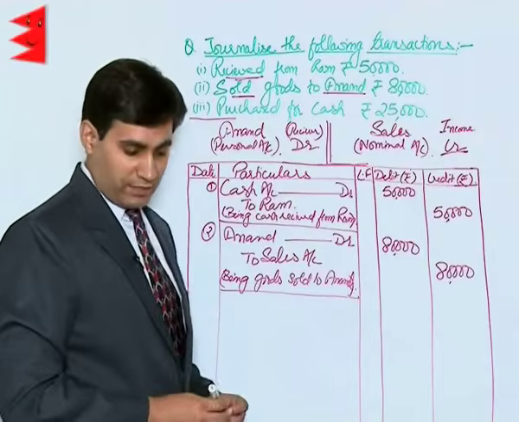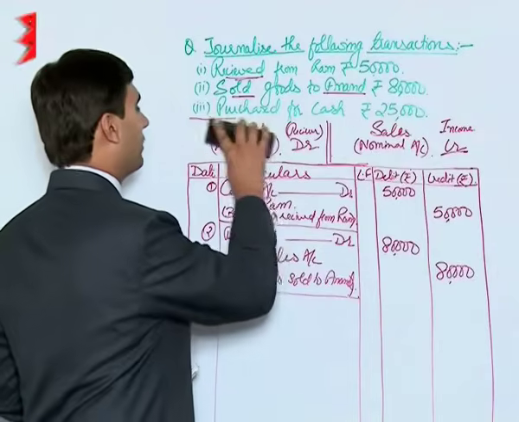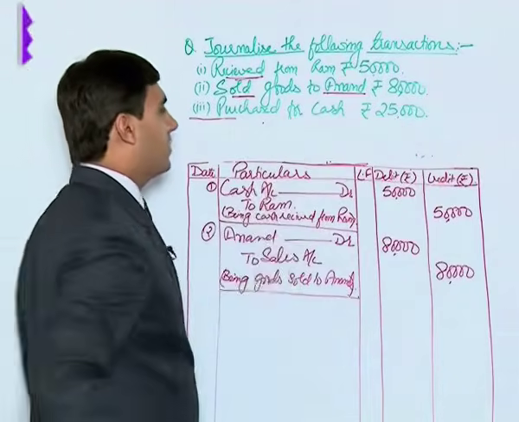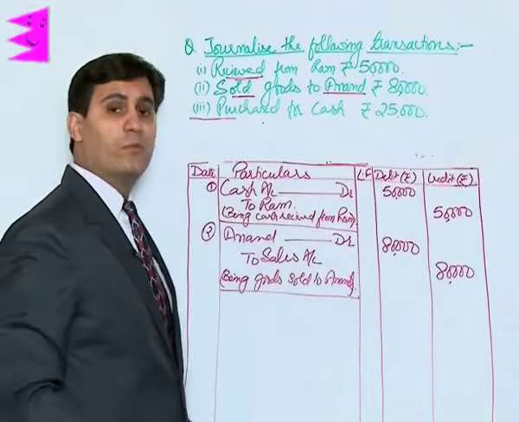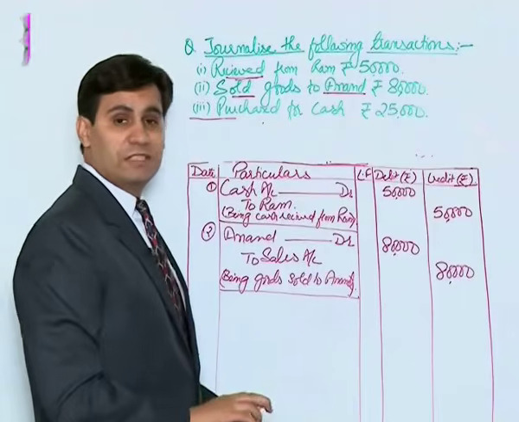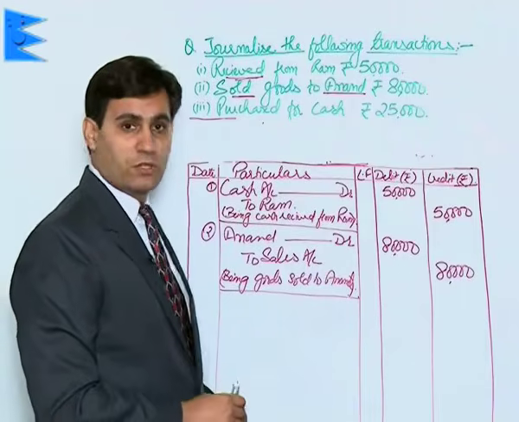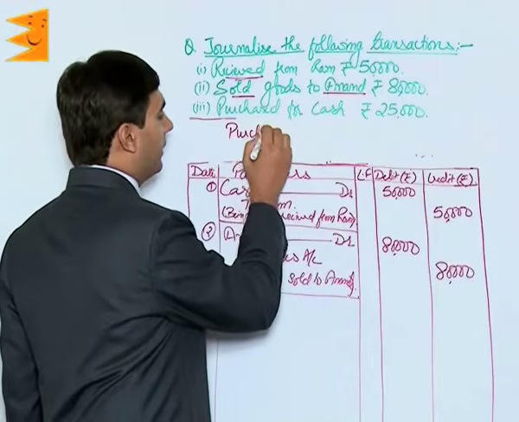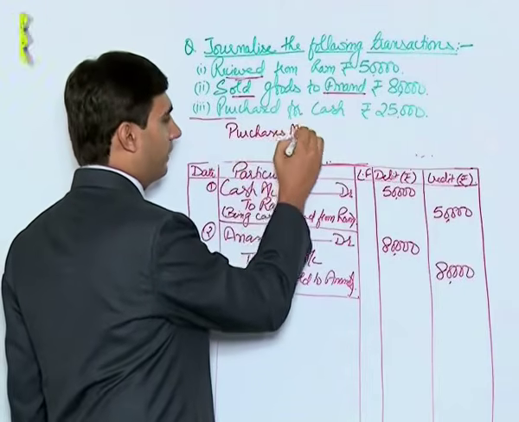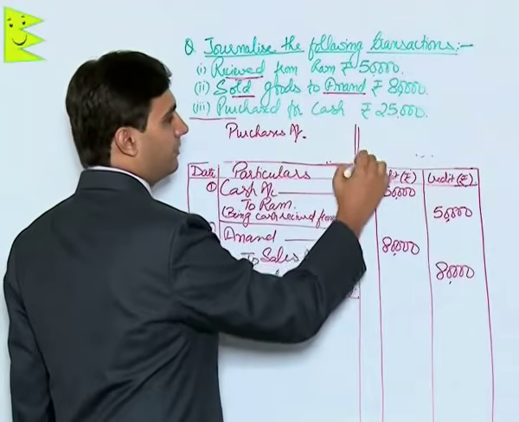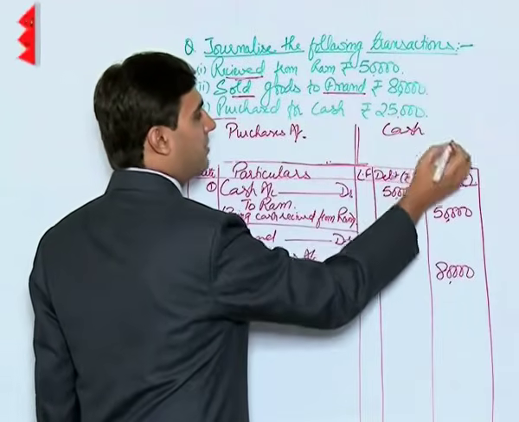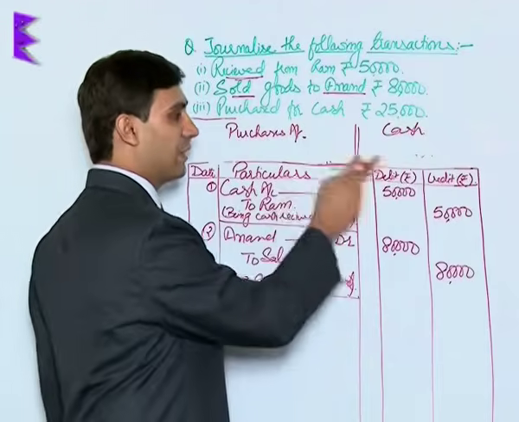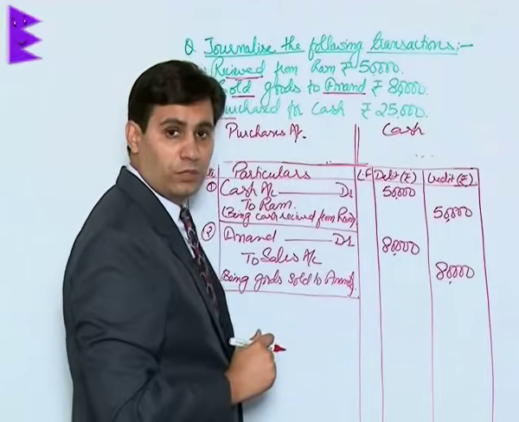Coming to the third transaction, students. The third transaction is purchased for cash. Obviously, what we'll purchase? If nothing is mentioned, it is purchase goods for cash. So we are purchasing goods. Whenever goods are purchased, it is the purchases account that is affected. And since it is being purchased for cash, the cash account has been affected. So the two accounts involved here are purchases account and the cash account.